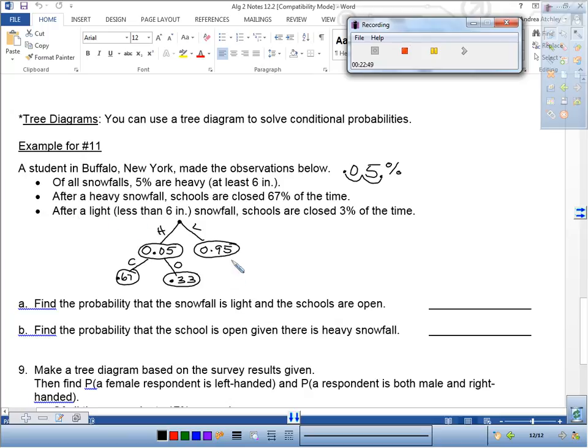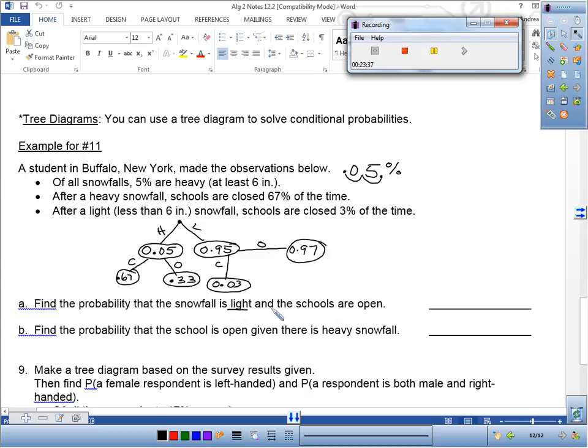Then it talks about after a light snowfall. So we're going to do the same thing on the light. Schools are closed only 3% of the time, so we're closed 0.03. Then we are open 0.97 of the time. Does that make sense? Now I'm going to use that flow chart, or they call it a tree diagram, to answer the following questions. It says find the probability that the snowfall is light and the schools are open.